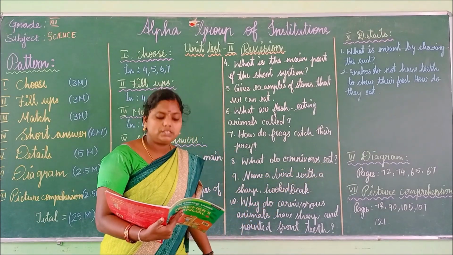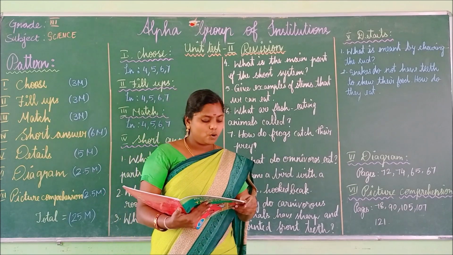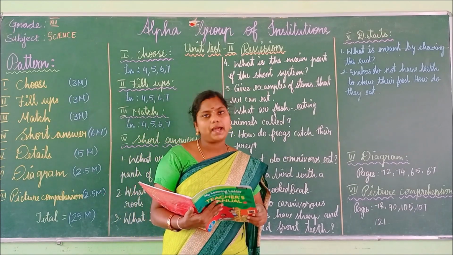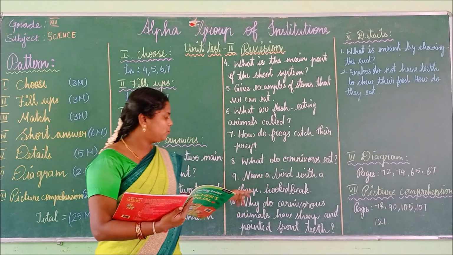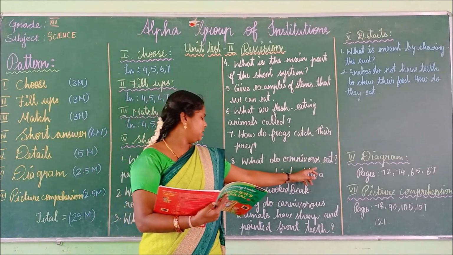The next one, what do omnivores eat? What do these omnivores eat, children? Here, omnivores eat both plants and animals. Omnivores eat both plants and animals.